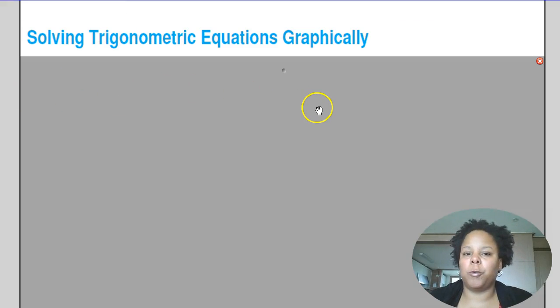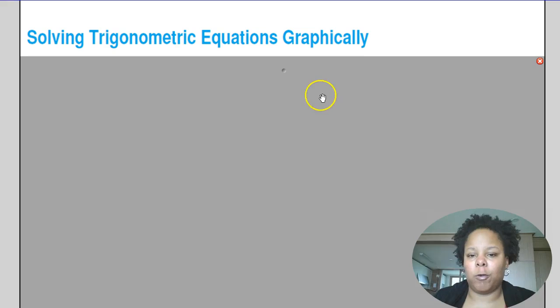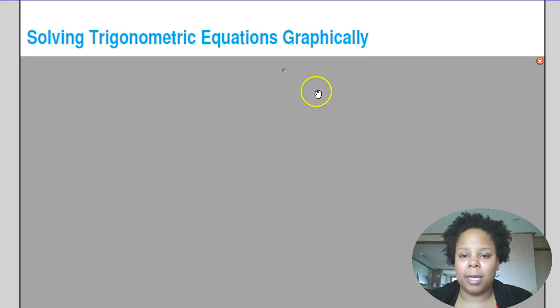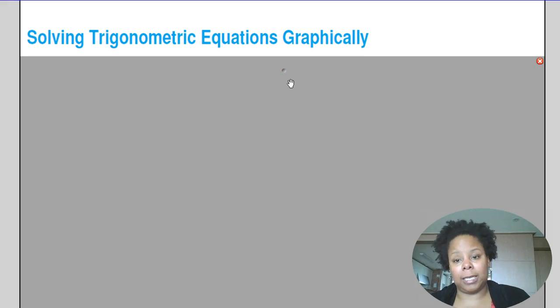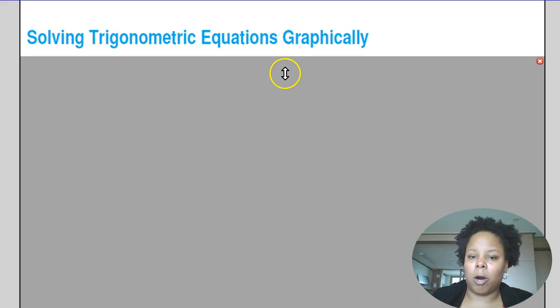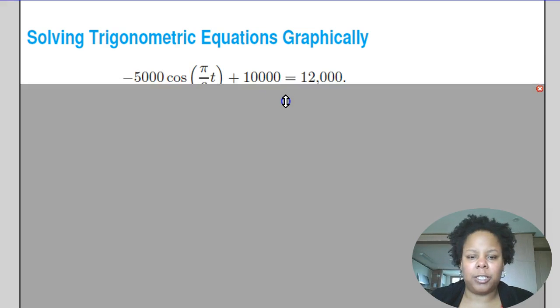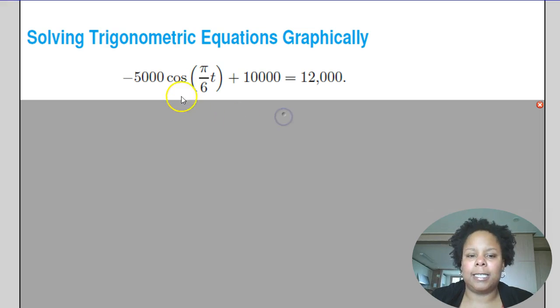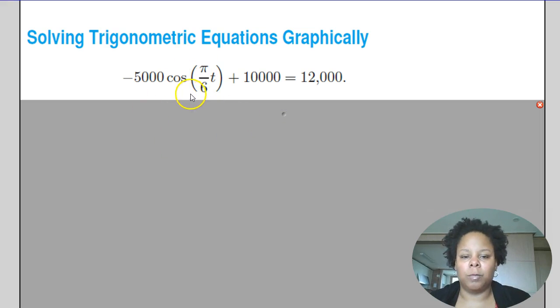So, of course, there are multiple strategies to solve equations, whether they're trigonometric or not. Graphically, numerically, and analytically are the main strategies. So let's take a look at graphically. Let's say someone wants us to solve this equation. What value of t will make this statement true?